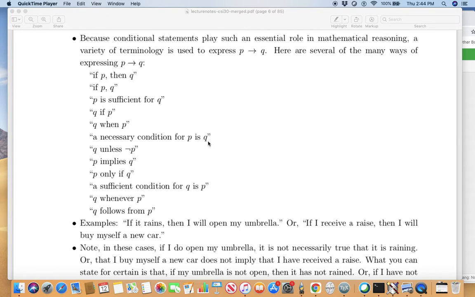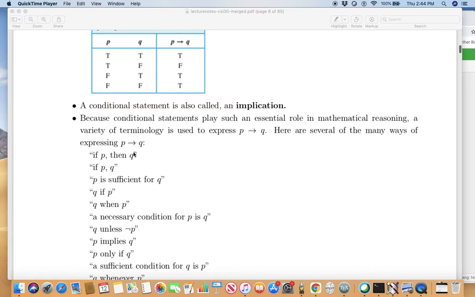Okay? Q unless not P. This is an interesting one. Q unless not P. P implies Q. P only if Q.